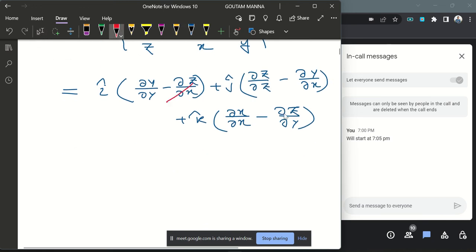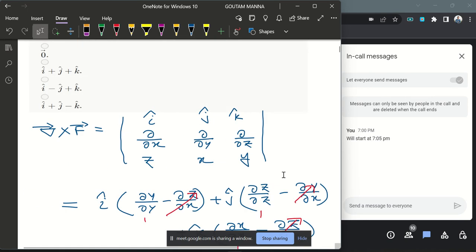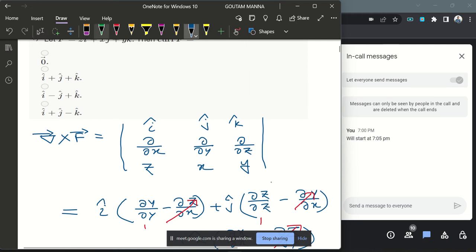Now this term is 0, this term is 0, this term is 0 because we are taking partial derivatives, and this is 1, this is 1, and this is 1. So we have curl of f equals i hat plus j hat plus k hat. So the second option.